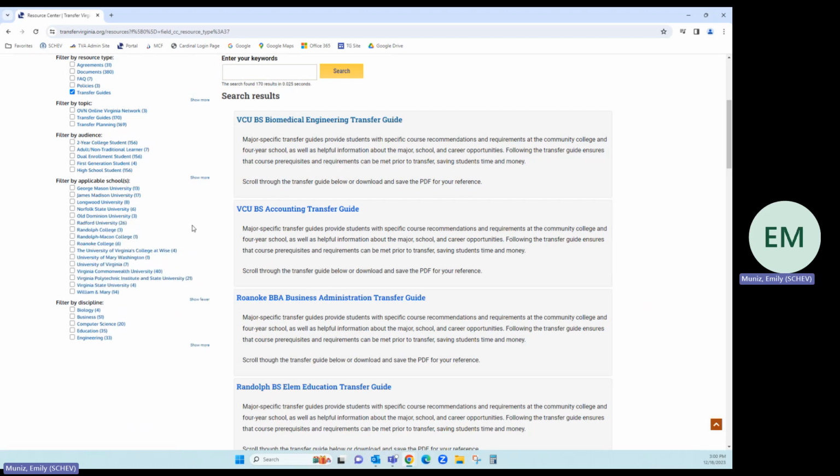Students can filter by institution or by discipline. These are the institutions that are currently in the portal that have transfer guides, certainly not all of them. These are also the disciplines that we currently have in the portal, also not all of them. These are based on the common curriculum work that we're doing.